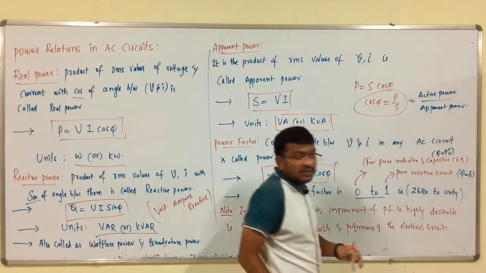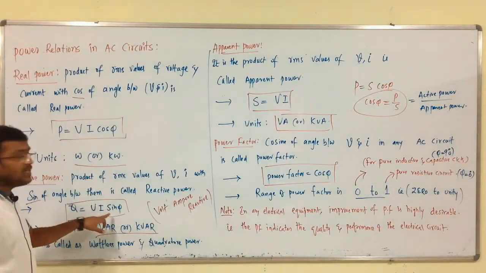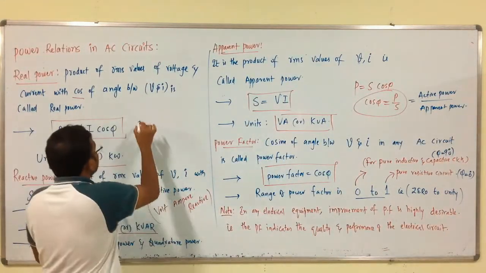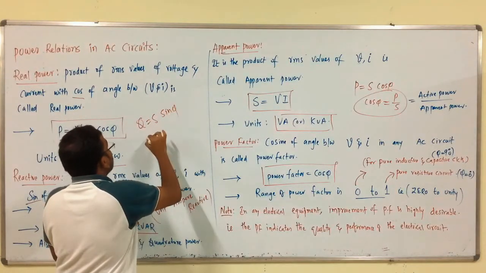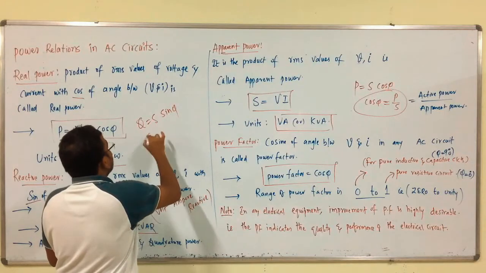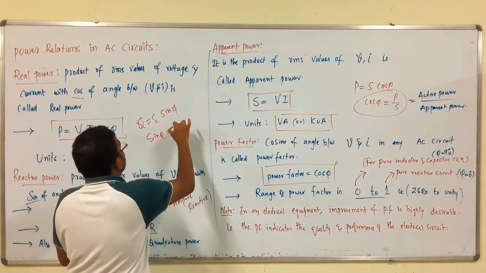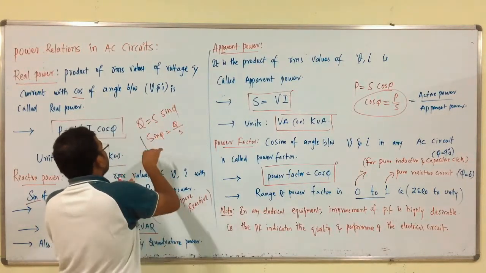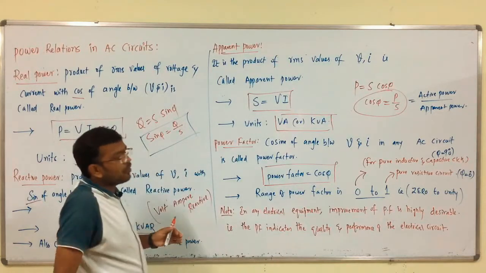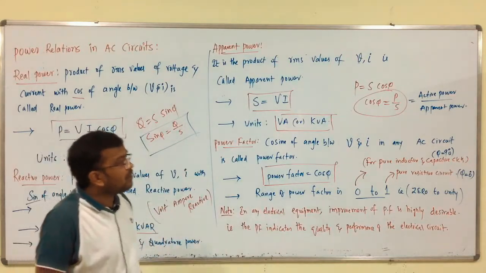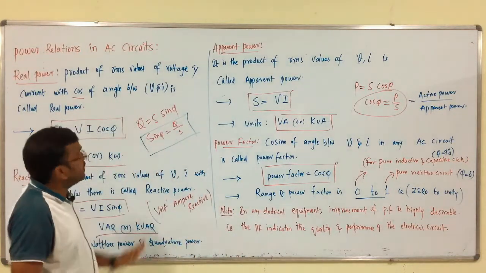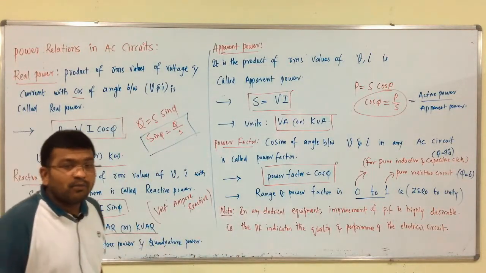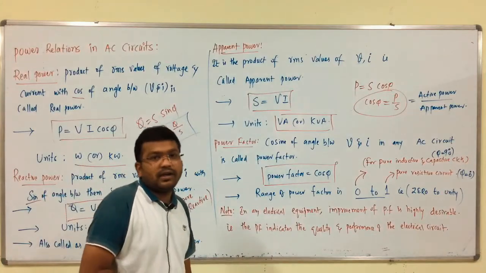Like this, Q is equal to V I sin phi. Therefore, Q is equal to S into sin phi. Sin phi is equal to Q by S. These are very important. So, cos phi is nothing but active power by apparent power. This is all about real power, reactive power, apparent power, and power factor.